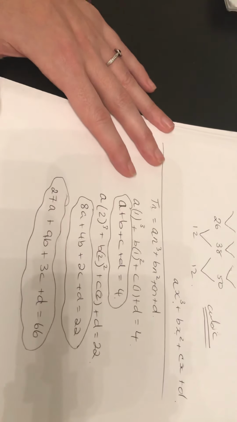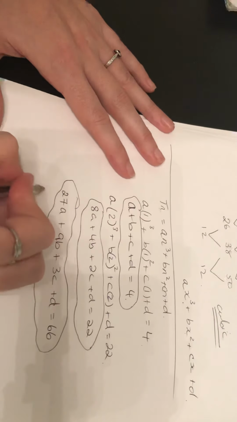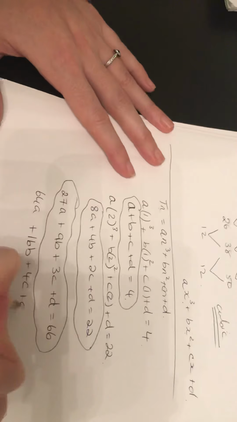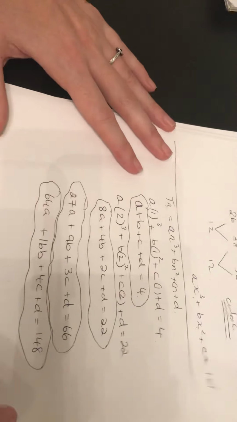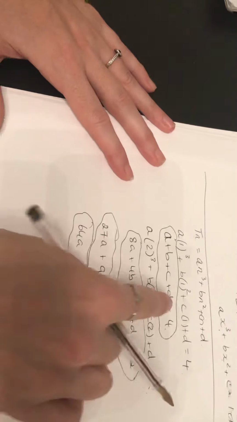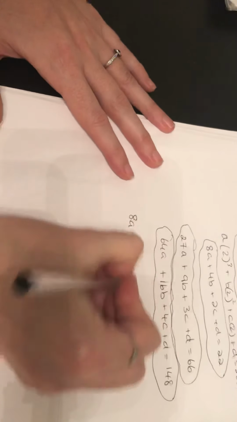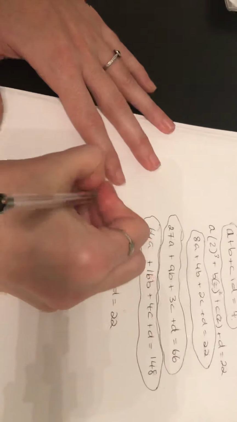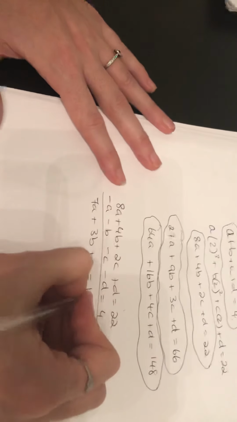I use the information that term 3 is 66, and then if I use the information that term 4 is 148, I'd end up with 64A plus 16B plus 4C plus D equals 148. 4 equations, 4 things missing. I'm going to take these 2 equations. I'm going to leave the 8A as it is, plus 4B plus 2C plus D equals 22. And I'm going to multiply this by a minus. So that's a minus A minus B minus C minus D equals 4. And that leaves me with 7A plus 3B plus C equals 18.